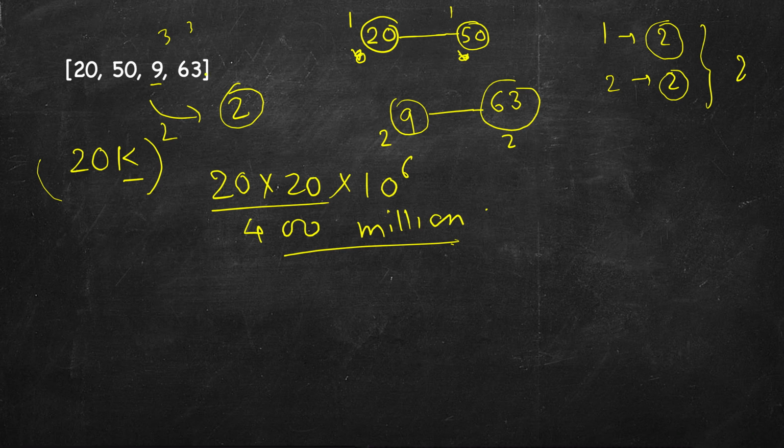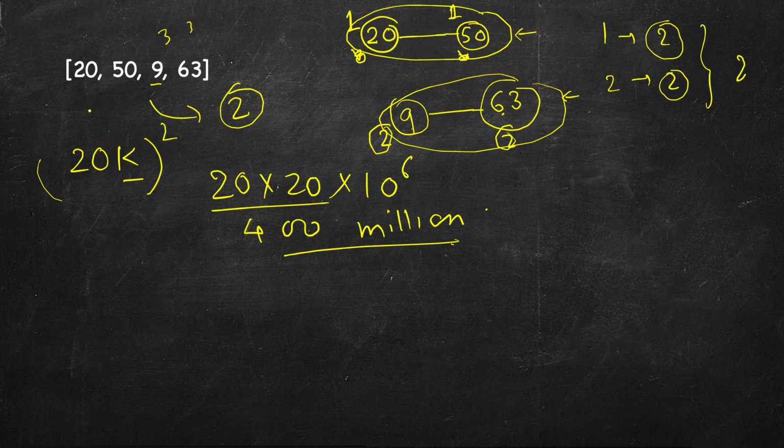We are just interested in the groups. For example, 20 and 50 belong to group 1, and 9 and 63 belong to group 2. If we can partition the numbers into groups, and those groups are the connected components themselves, then we are happy with that. Finally, we just have to return the size of the largest group. Here the union find algorithm will come in handy.